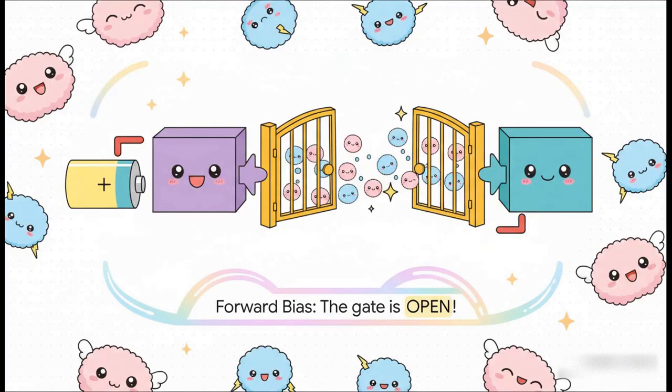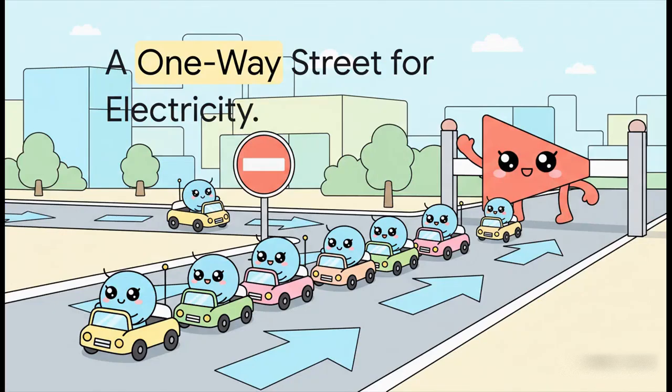But watch what happens when we just flip the battery around. Now the positive end pushes the holes, and the negative end pushes the electrons right towards the junction. They smash through that barrier, meet in the middle, and just like that, the current flows super easily. The gate is wide open. So what we've just built, this p-n junction, is a diode. And its whole job, its entire reason for being, is to be an electronic one-way street.